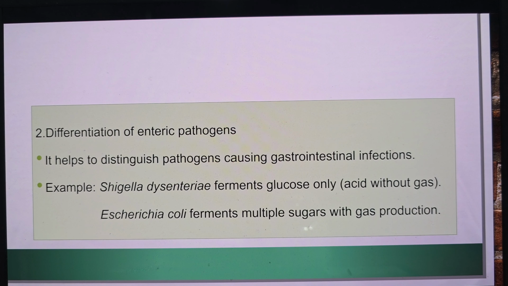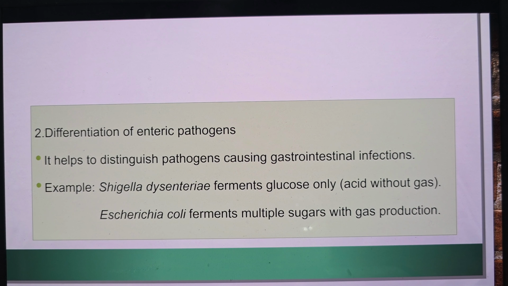Second, differentiation of enteric pathogens. It helps to distinguish pathogens causing GI infections. For example, Shigella dysenteriae ferments glucose only. Escherichia coli ferments multiple sugars with gas production.